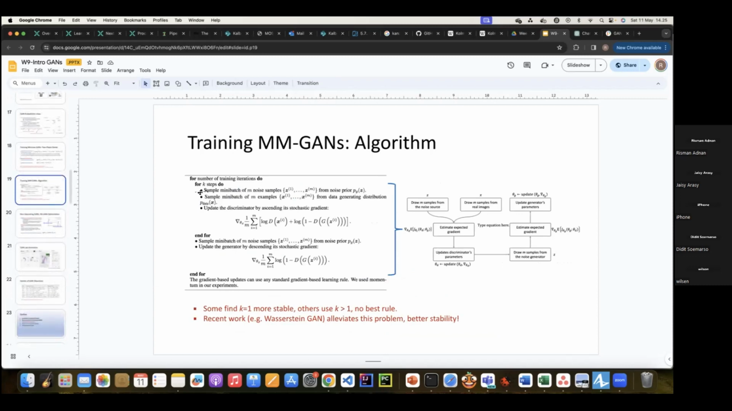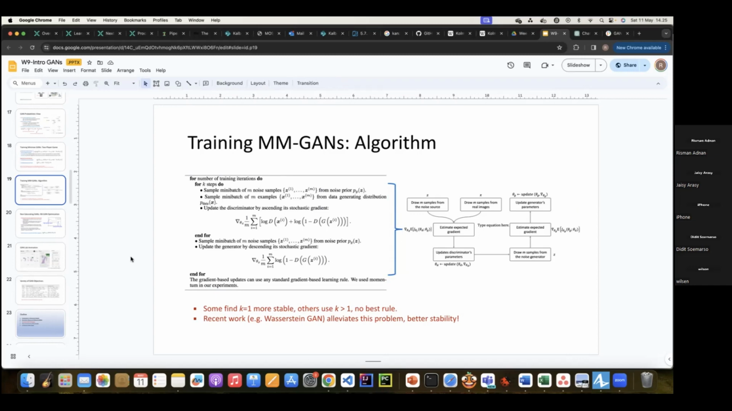So sample a mini batch from noise to generate fake data from the generator. And then also sample a mini batch from real data, and then update the discriminator using stochastic gradient ascent with this objective. And then loop this for k times. And then after k times of discriminator updates, we update the generator using stochastic gradient descent. So two stochastic gradient steps, yeah?